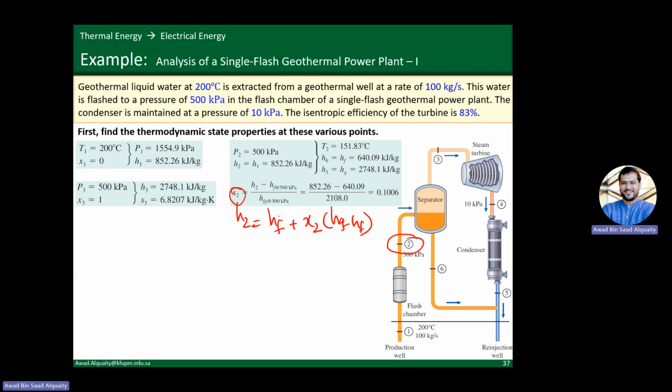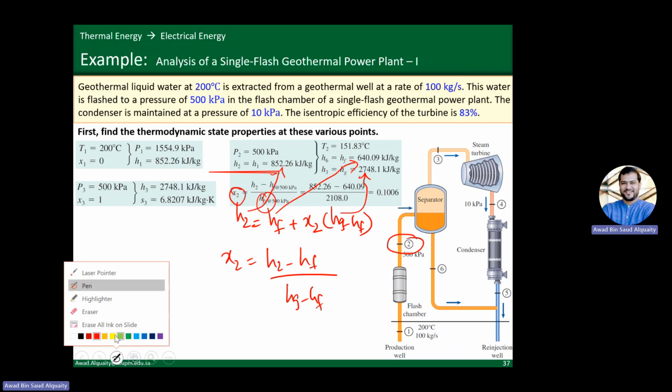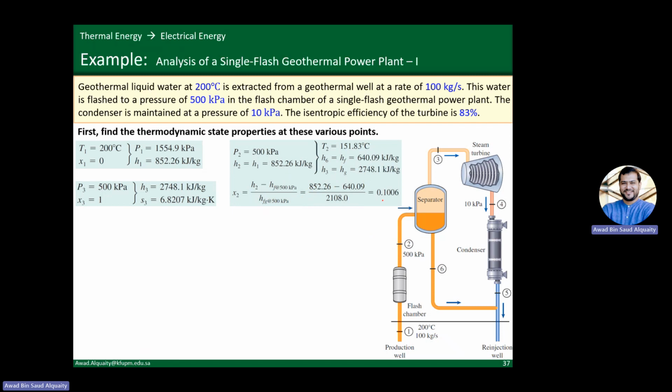Okay, so we have Hf given here at 640.09. Hg is given here, 2748.1 at 500 kilopascal. And H2 is something that we know. It's 852.26. So by using all of this information, we can simply calculate X2 as H2 minus Hf divided by Hg minus Hf, or what's commonly called Hfg in the tables. And by doing the math, we can calculate the quality at state 2 to be 0.1006, right? Essentially, only 10% of the initial fluid is converted to vapor, right? The rest is all liquid.